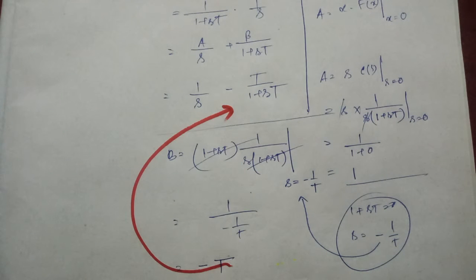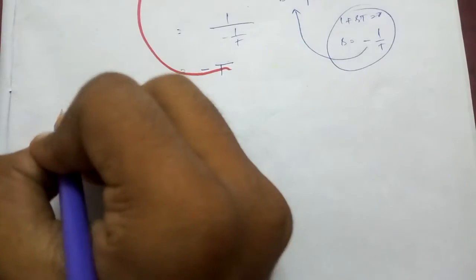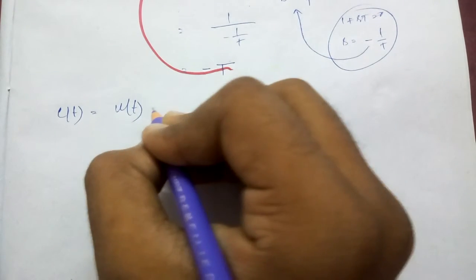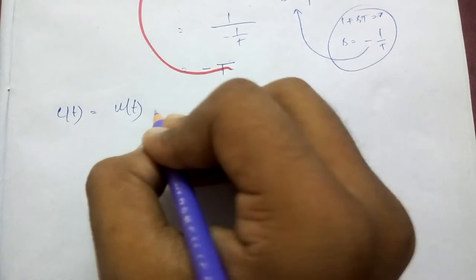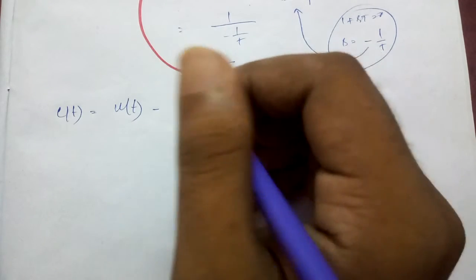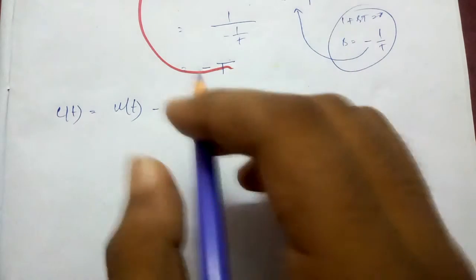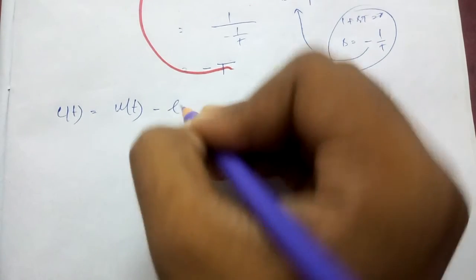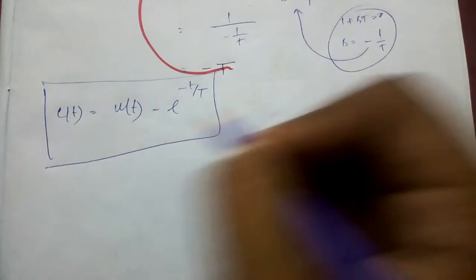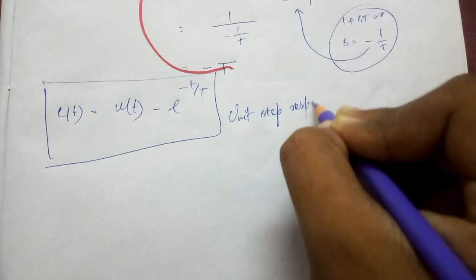Now we can easily apply the inverse Laplace transform formula. So c(t) will be, for 1/s it will be u(t), and for T/(1+sT), if we take T common from the denominator side, T and T will be cancelled and the answer will be minus e to the power minus t/T. So this is the unit step response.